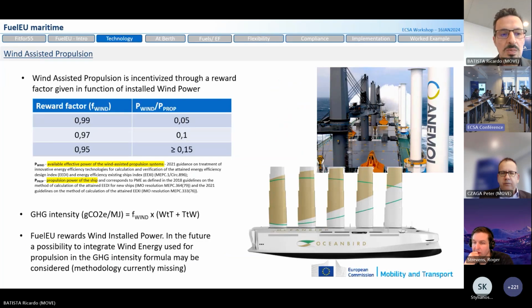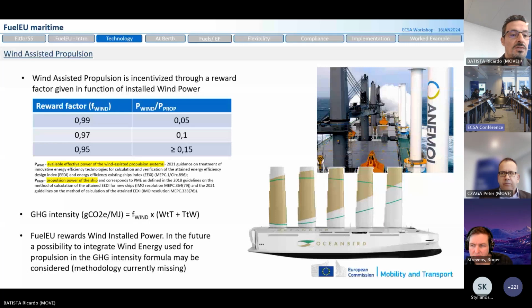I mentioned wind-assisted propulsion just to illustrate the factors that are associated to different ratios of installed wind power over installed propulsion power. Depending on the ratios, you can get a reward factor of 0.99 to 0.95, depending on the installed power. And this will, as I will show in my example, bring an additional benefit in the compliance strategies that you may apply. You see the concept for wind-assisted propulsion in the FuelEU is based on wind installed power.